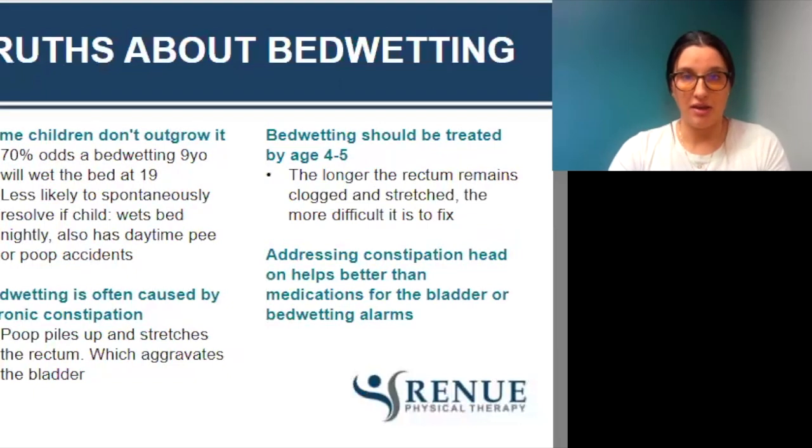Truths about bedwetting. Some children actually don't outgrow it. There's a 70% chance that a bedwetting 9-year-old will also wet the bed at 19. It's less likely to spontaneously resolve if a child wets the bed nightly but also has daytime pee or poop accidents. Bedwetting is often caused by chronic constipation, because poop piles up and stretches out the rectum, which aggravates the bladder. Bedwetting should be treated by age 4 to 5.